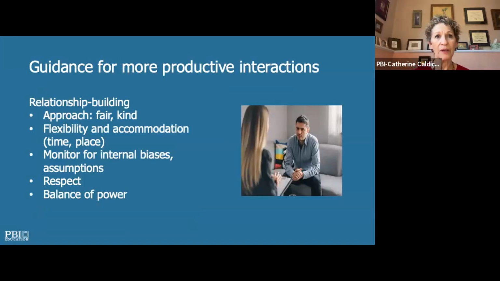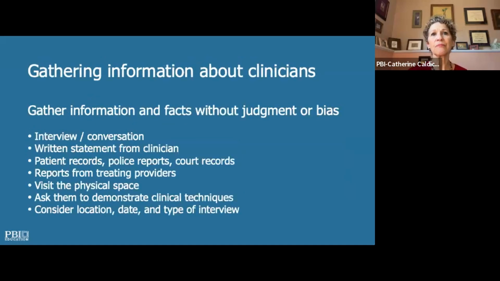This can be really hard if what the clinician has done or is accused of having done, or if what they're suffering from is triggering for you. And then be aware of the balance of power. So what do I mean by that? You want to try to gain information and facts without judgment and bias. You want to have kind of an even exchange as much as you can. So many of these items might relate more to the work of a board than a PHP, but I still think a lot of this will resonate with your experience.